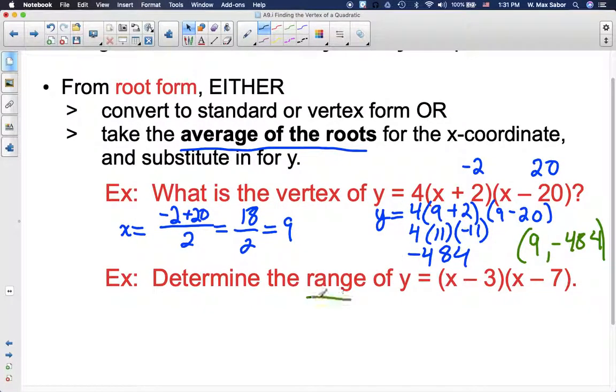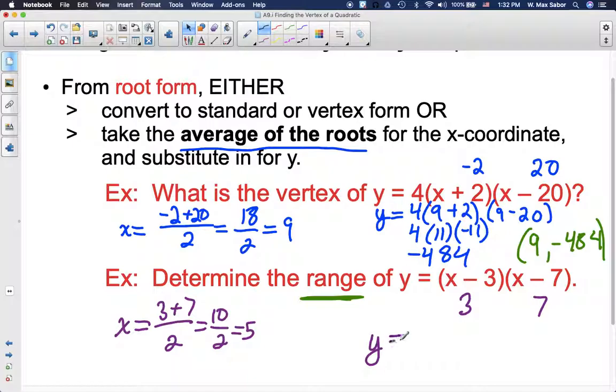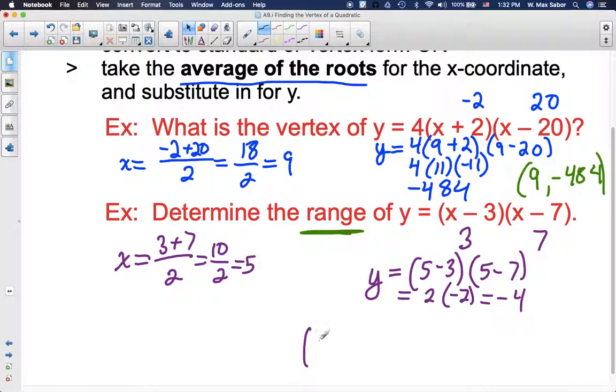The range. The range is based off of the y-coordinate of the vertex. So what we'll do is we'll take our roots 3 and 7, average them. 3 plus 7 over 2 is 10 over 2 is 5. And then we say y equals 5 minus 3 times 5 minus 7 is 2 times negative 2 is negative 4. So our vertex is 5 comma negative 4.